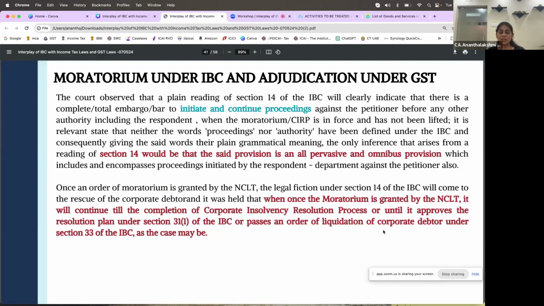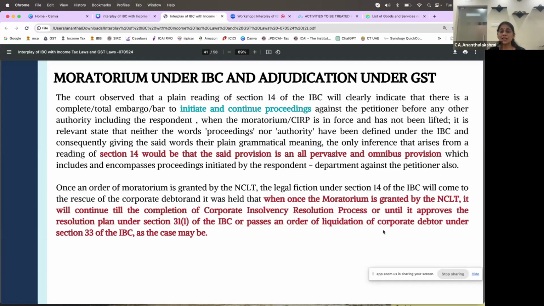Okay, it has gone to the court. The court observed the plain reading of Section 14. We know very well, multiple times we have read this one. The point is that once a moratorium is imposed, we can't initiate or continue proceedings against the petitioner before any other authority, including the respondent. So it is concluded that once a moratorium is granted by the NCLT, it will continue. We know very well when that moratorium will stop: on the completion of the CIRP process, or when it approves the resolution plan or passes an order of liquidation of the corporate debtor.